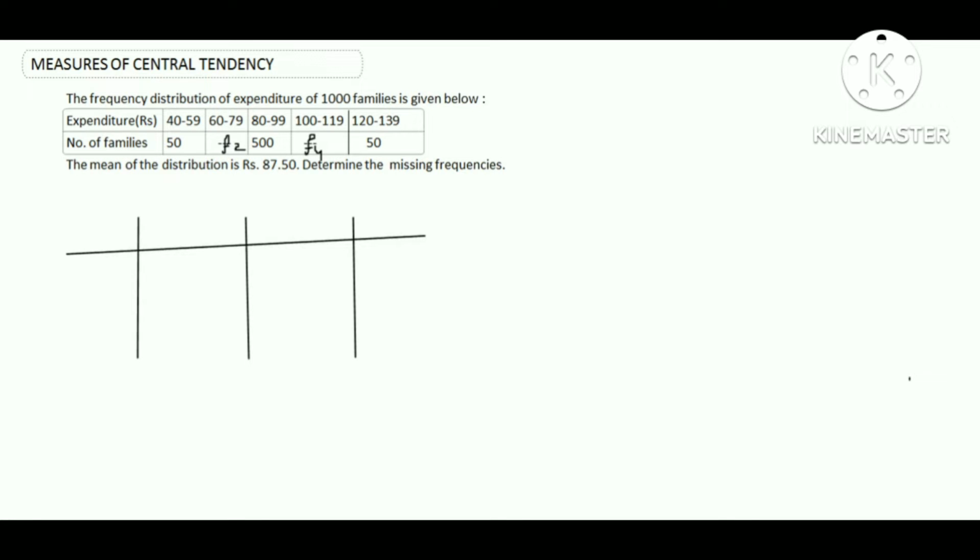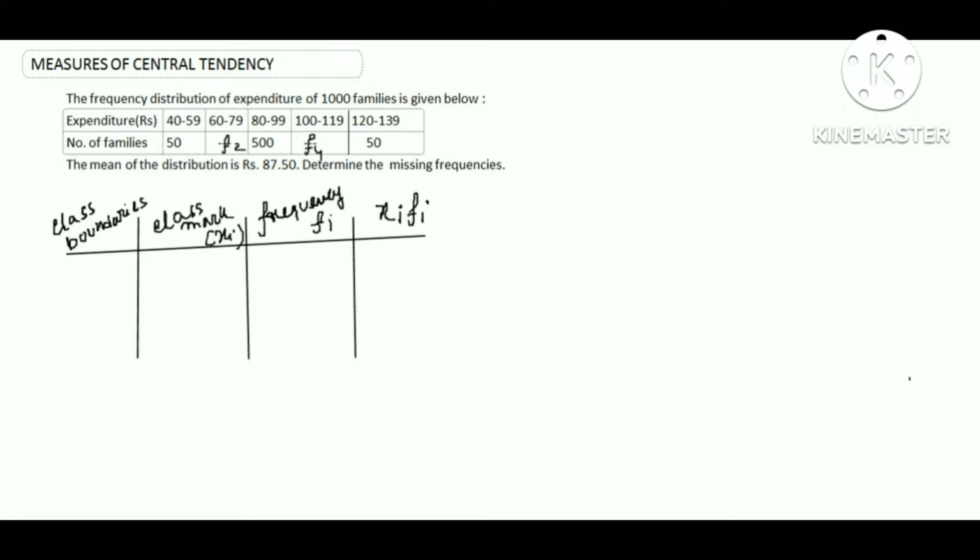The first column should be class boundaries. The second column should be class mark, or we can rename it as Xi. The third column should be frequency or Fi, and the last column should be Xi multiplied by frequency Fi.